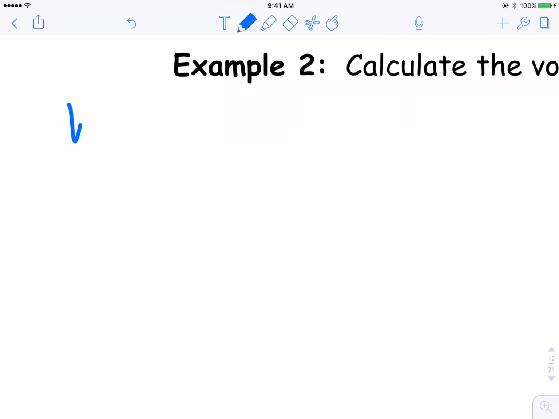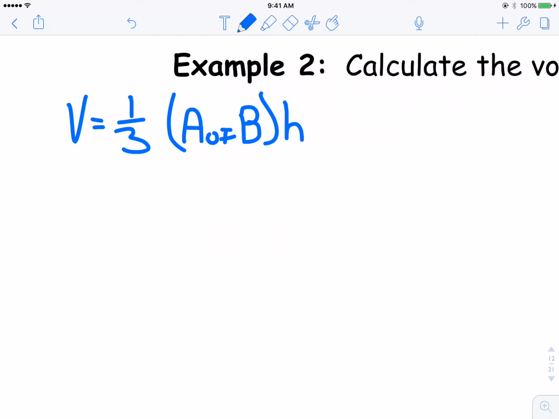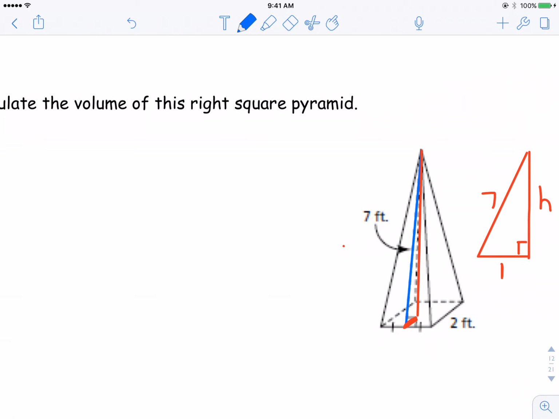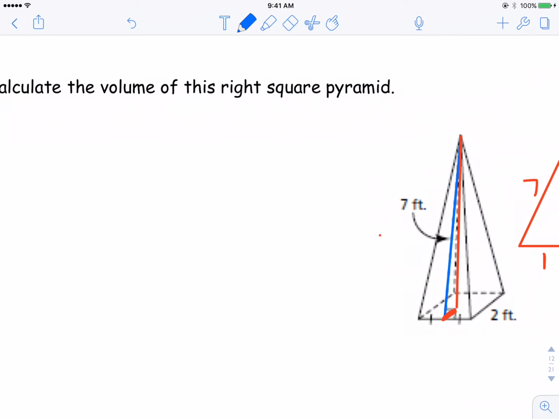formula again, volume is equal to 1/3 area of base times my height. Area of my base is a square base, so it's base squared, times my height. But in our triangle, we're given slant height, so we have to use Pythagoras first to calculate that height. So I can do that.